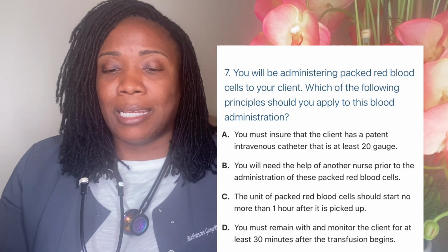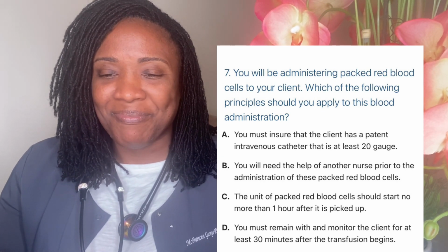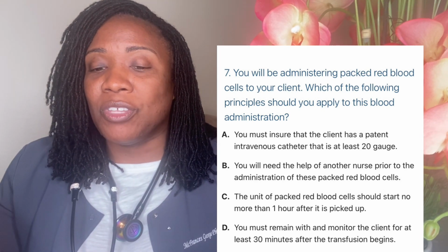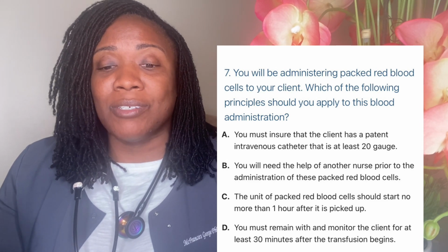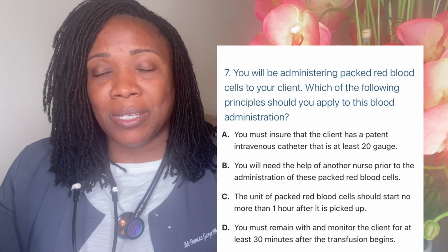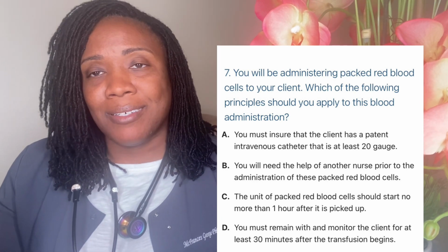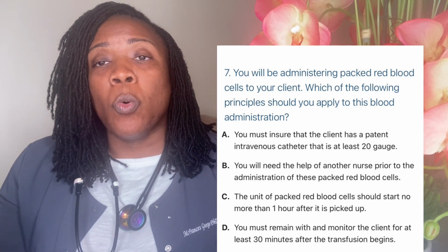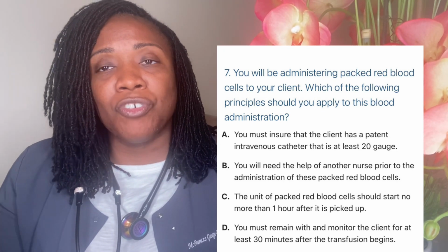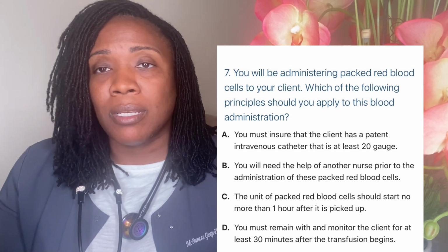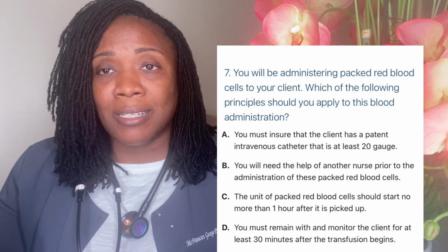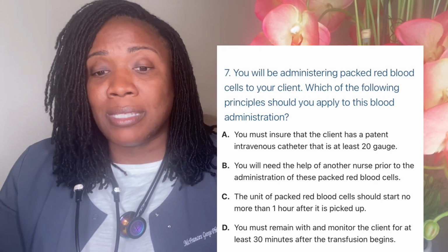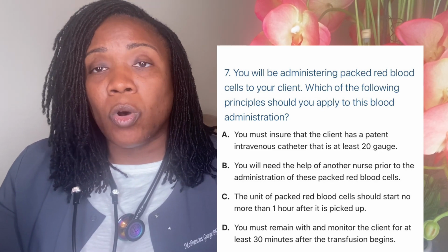What am I going to take out of here that makes absolutely no sense? Based off of my knowledge, the unit of packed red blood cells should start no more than 1 hour after it's picked up. That's completely incorrect. If I had to choose one that I would just throw in the trash, it would be that one, because once that blood is placed in your hand by the blood bank, you only have 30 minutes to get that blood started. If blood is not started within 30 minutes of you receiving it, you cannot hang that blood. So it's safe to say that C is not an option that we're going to go with.